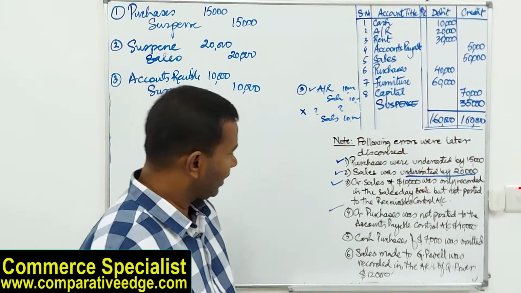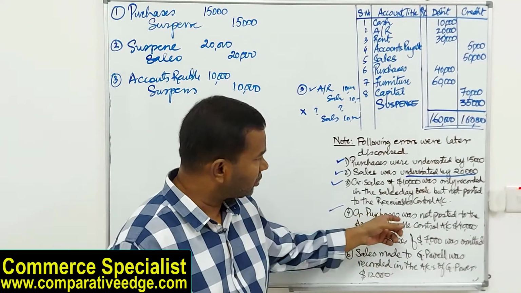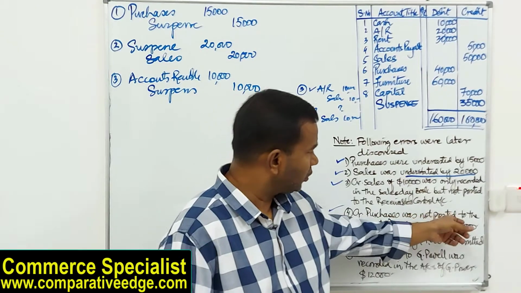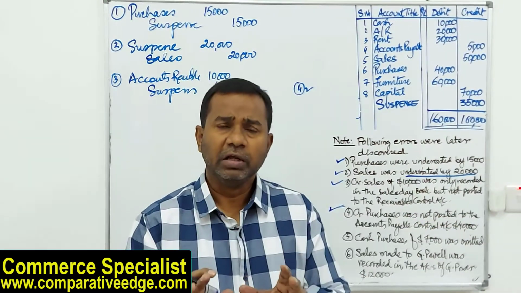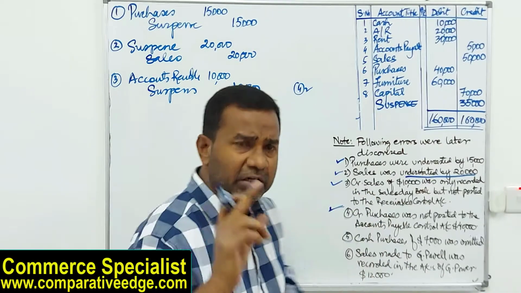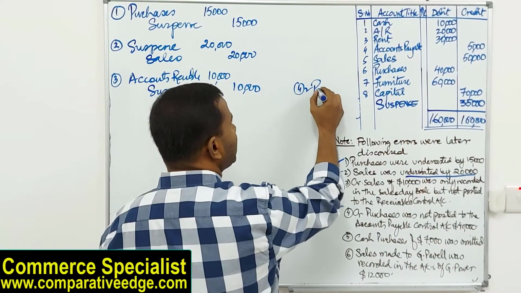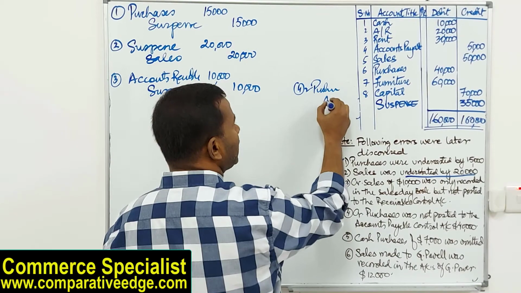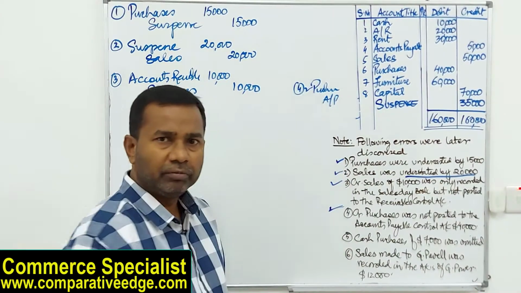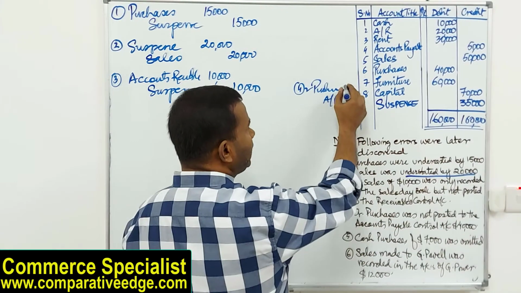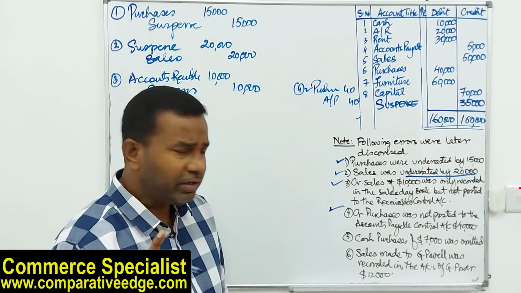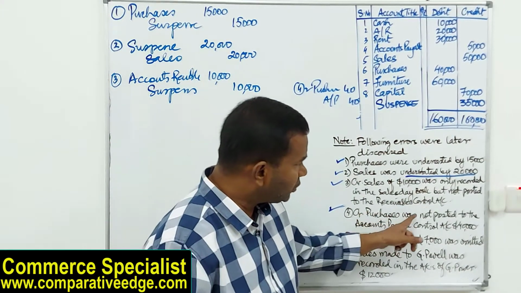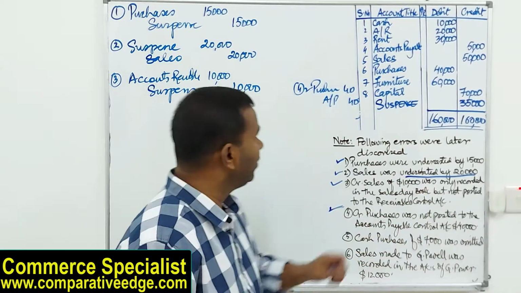Entry number 4. Again, something like this. It says credit purchases was not posted to the accounts payable control account. Please understand, when you purchase goods on credit, the double entry is like this. You debit purchases and you credit accounts payable, with the amount given being 40,000.